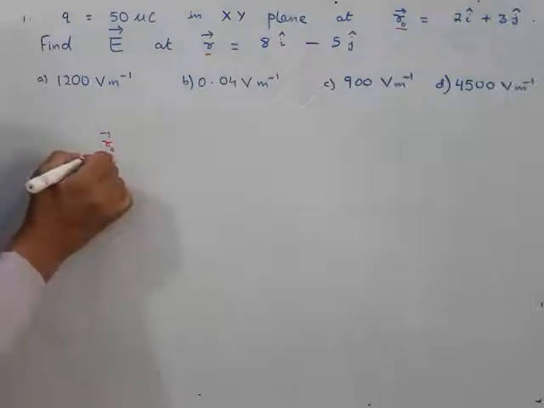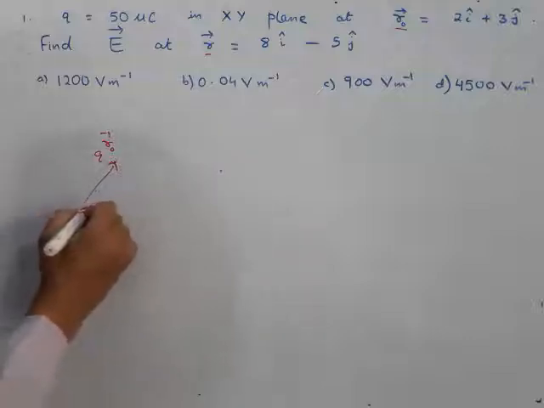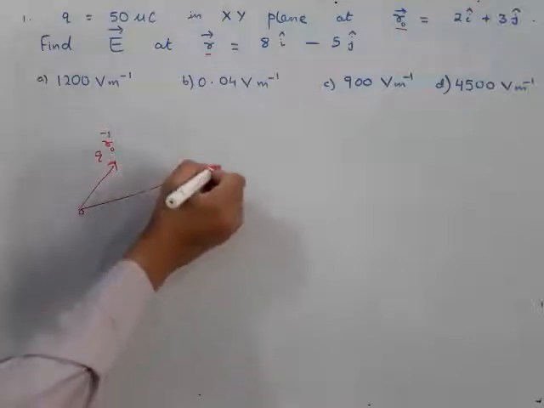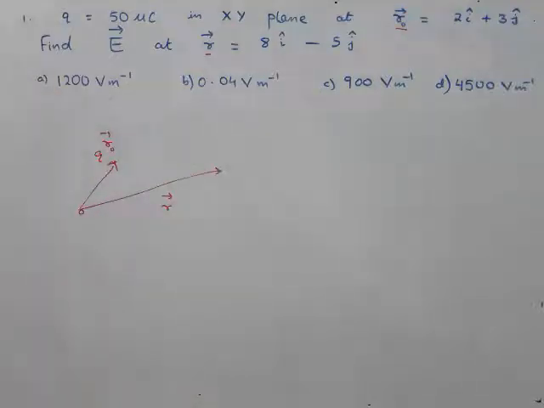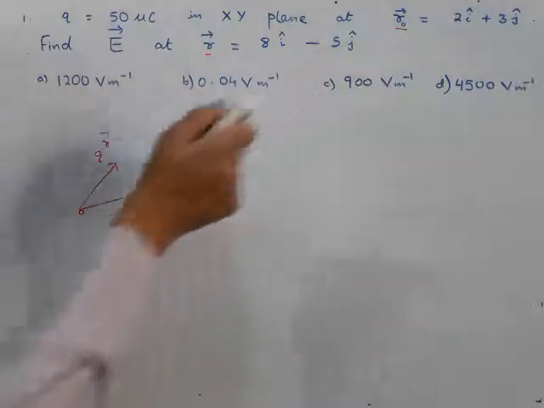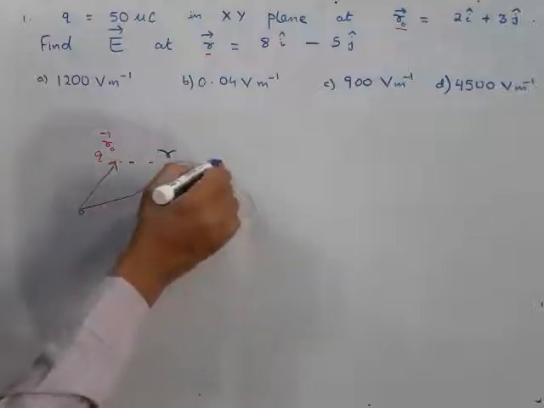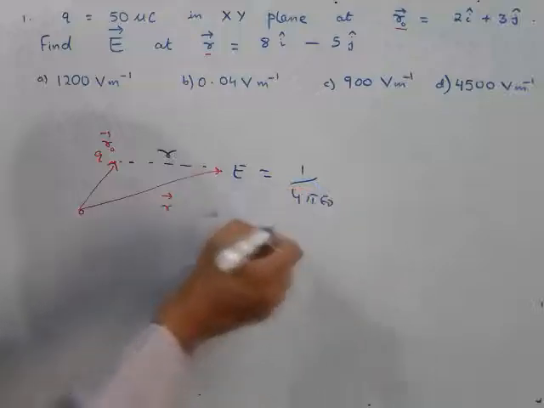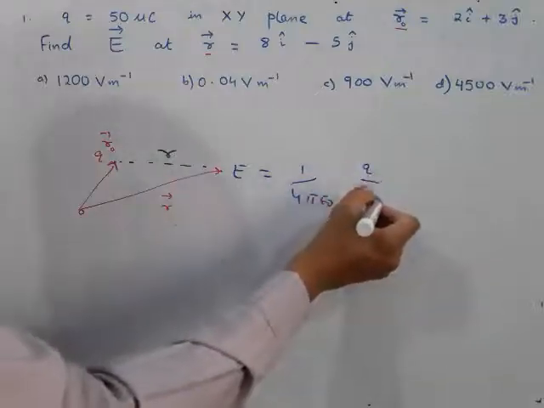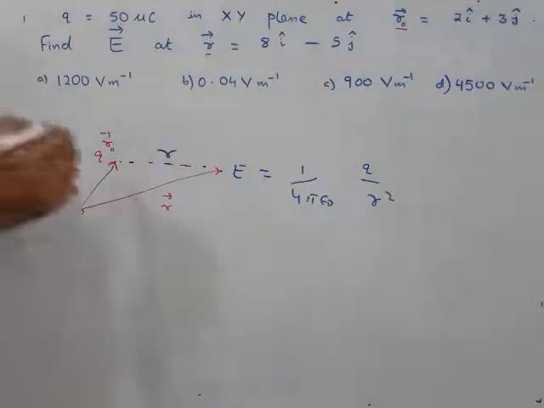Here we have a charge, let that charge be q is equal to 50 microcoulomb, and there is another point whose position vector is r vector. At this point you have to find the electric field. Only magnitude is being asked, so don't bother about direction. So the electric field, if this distance is r, electric field at this point E will be how much? 1 upon 4 pi epsilon naught times q upon r square. So basically we have to find this particular distance. That is a simple question.